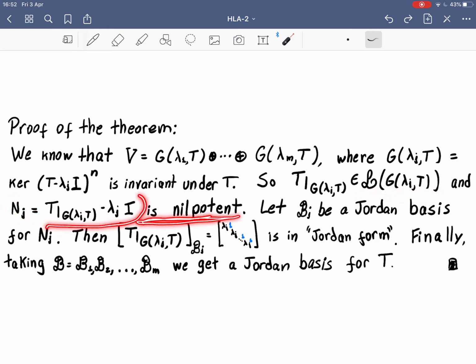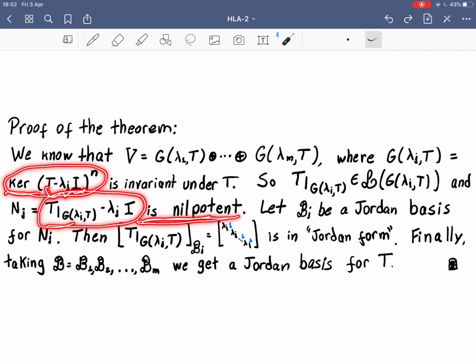By definition, this Nj is nilpotent, right? Because we defined it in a way that the kernel of this, inside here is Nj, and this kernel by definition is the whole space. So which means Nj to that power is 0. So it is nilpotent. And because it's nilpotent, now we can come back here and use the previous proposition, which was done on purpose for nilpotent operators.